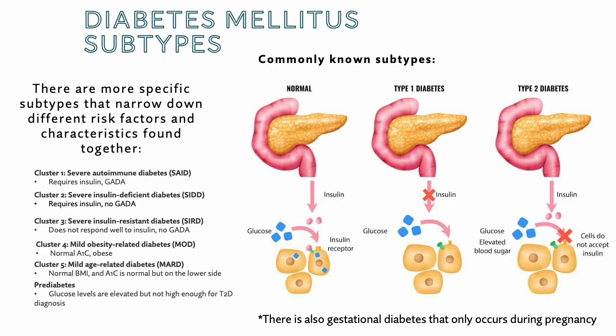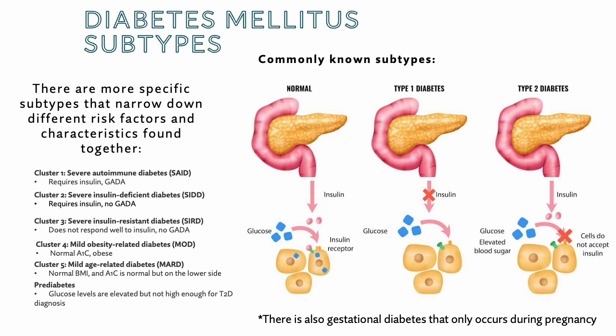The most well-known subtypes are type 1 diabetes, type 2 diabetes, and gestational diabetes. This diagram helps us understand the key difference between normal blood sugar control, type 1 diabetes, and type 2 diabetes. On the left, in a normal situation, the pancreas releases insulin, shown as pink dots. The insulin acts like a key, unlocking the doors, which are the insulin receptors, on our cells, allowing glucose, shown as blue squares, to enter and provide energy.